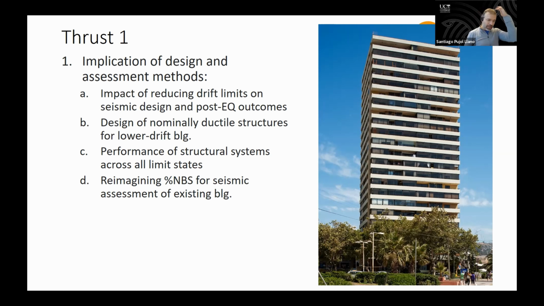Then in item C, the idea is that we need to make sure that whatever is done works not only for, say, the ultimate limit state, but it should be checked for the other limit states too. And all of that needs to be done in the context that we don't only need to think of the new buildings, we need to also think of the existing buildings or the buildings after earthquakes, and how we assess them to make sure we fix the ones that really need to be fixed, and we keep using the ones that can be used again without having to demolish them unnecessarily.